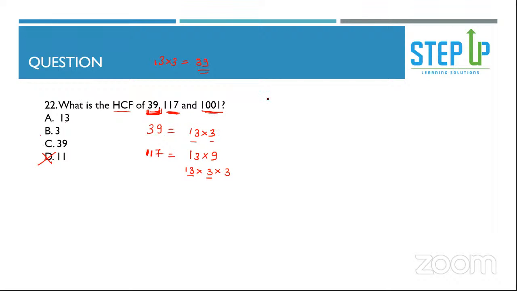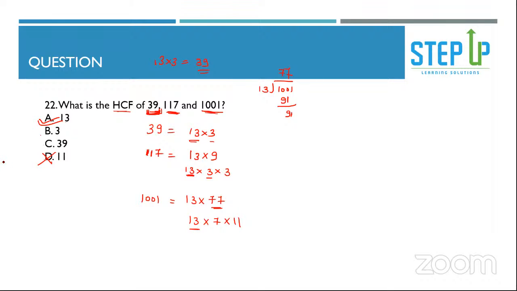Now for 1001, we will check with 13 first. 13 into 7 is 91, so 9 will be carried forward, and this is 77. So 1001 can be written as 13 into 77, where 77 could further be written as 7 into 11. So which is the highest common factor you got? That's 13. So 13 will be your answer.